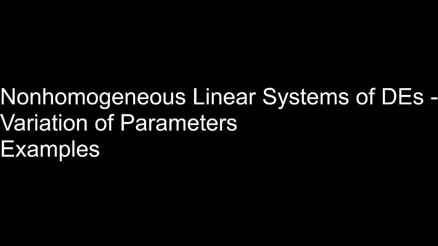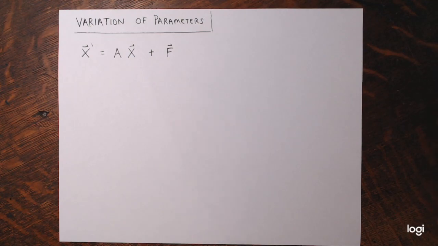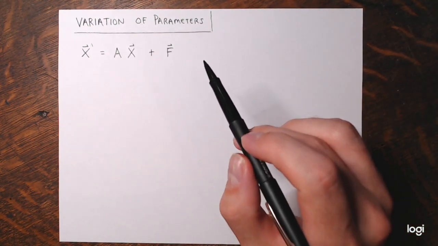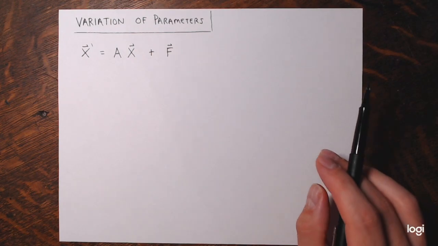So first I'm going to go into the method and develop the method for you. What is this variation of parameters procedure? And then I'm going to go over several examples. All right. So first, let's talk about the method, this procedure, the variation of parameters method.